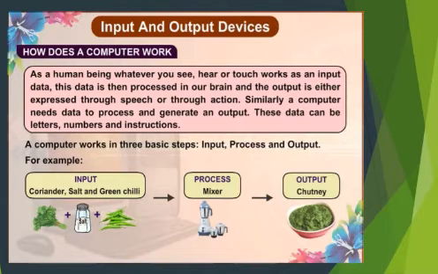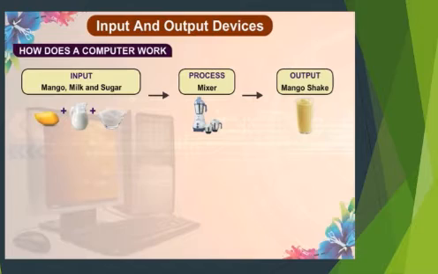A computer works in three basic steps: input, process and output. For example, first is coriander, salt and green chilies. उसे हम मिक्सचर में मिक्स करेंगे. We will process it and we will get output as a green chutney. Now next example is mango, milk and sugar. Together we will mix it in a mixture and in the output we get mango shake.